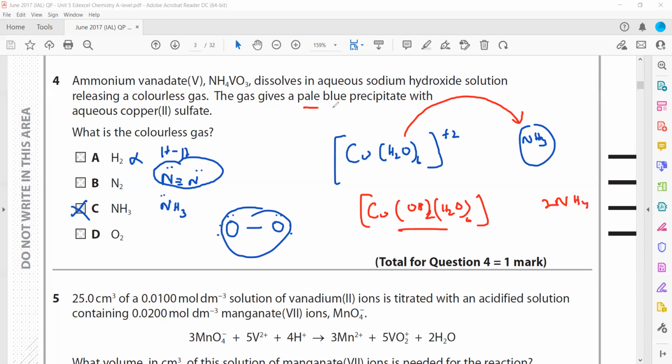That is, it gives a blue precipitate with aqueous copper(II) sulfate solution, because ammonia is a base. Bases have the tendency to accept protons and deprotonate the complex. As a result, it will become a hydroxide, and copper hydroxide is a blue precipitate.